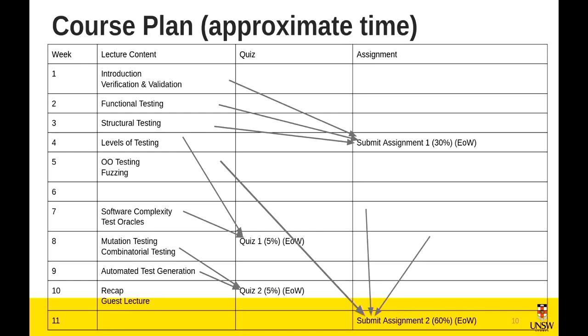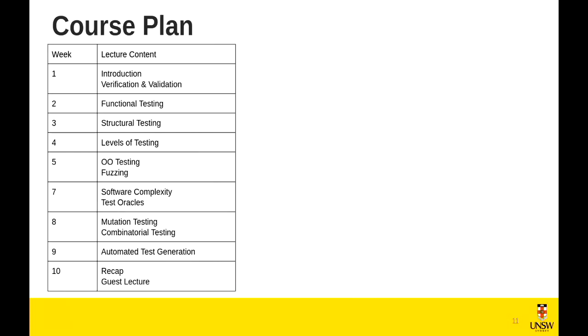And assignment 2 is mainly based on fuzz testing, which is covered in week 5. That's why we will teach you fuzzing in week 5, so you can read some materials in the flexible week. And it may also involve some concepts from some other course content, such as software complexity or maybe mutation testing as well. So that's roughly the time plan for this course.